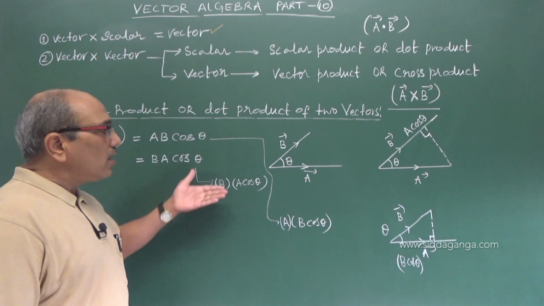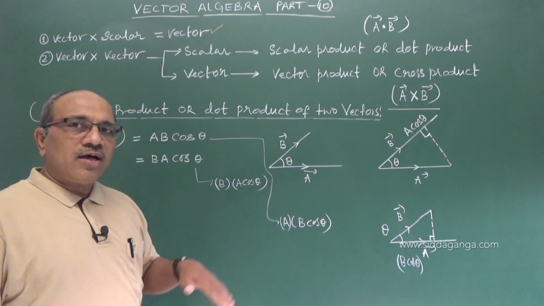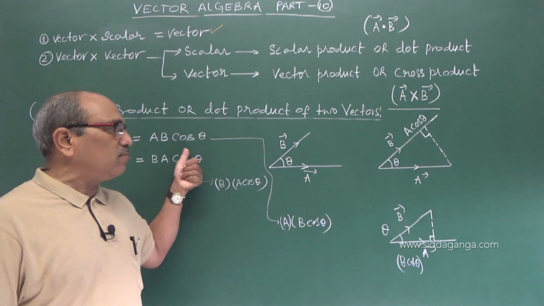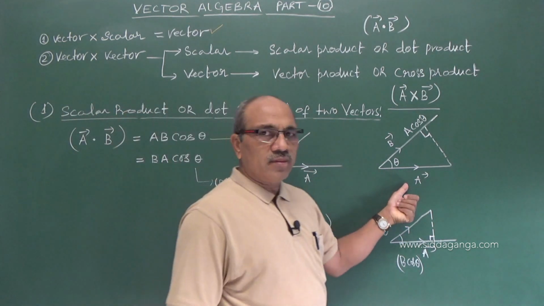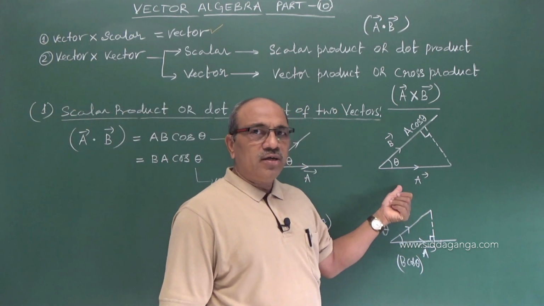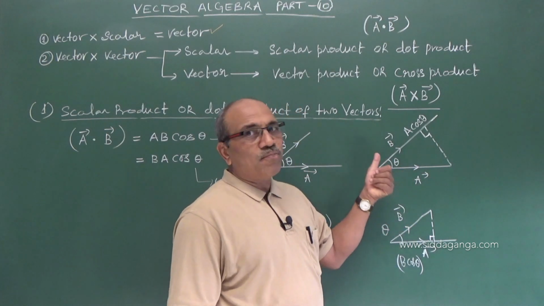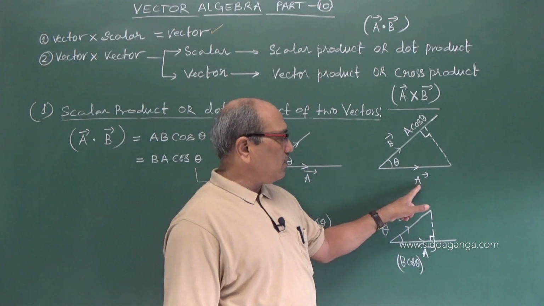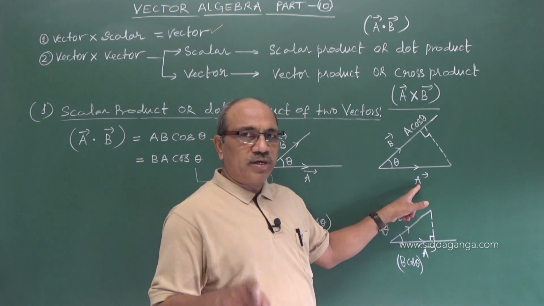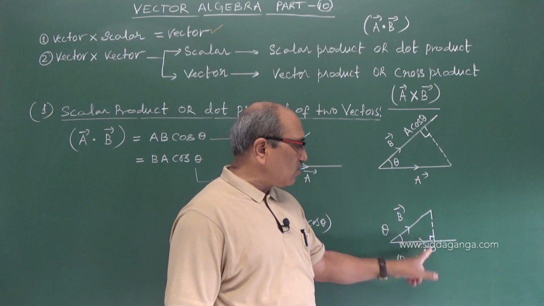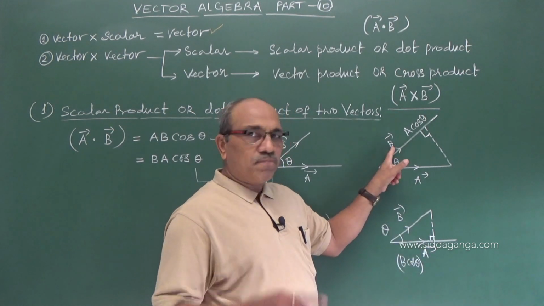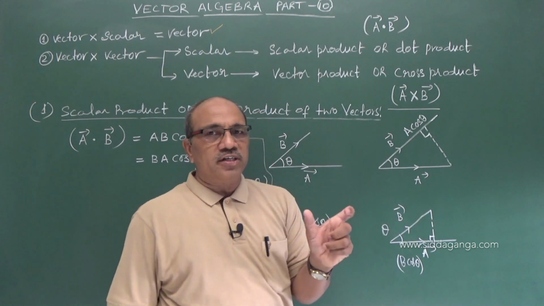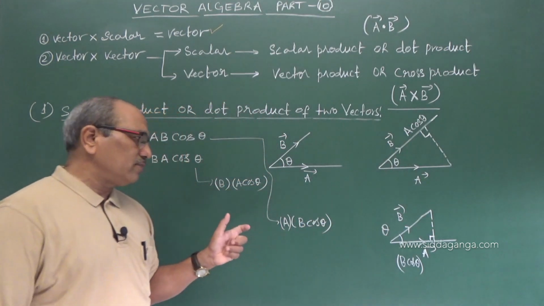But I hope I change the definition and redefine it on the basis of this knowledge. What actually this is, is nothing but the magnitude of one vector multiplying with the component of the other vector along its direction. So if I multiply A vector's magnitude with the component of B along A, or if I take B, then the component of A along B, that product gives you the dot product.